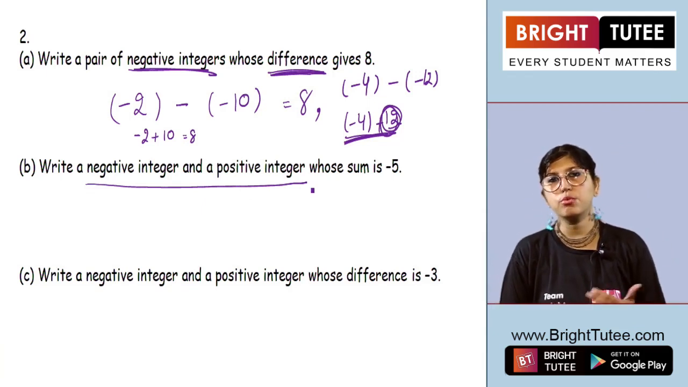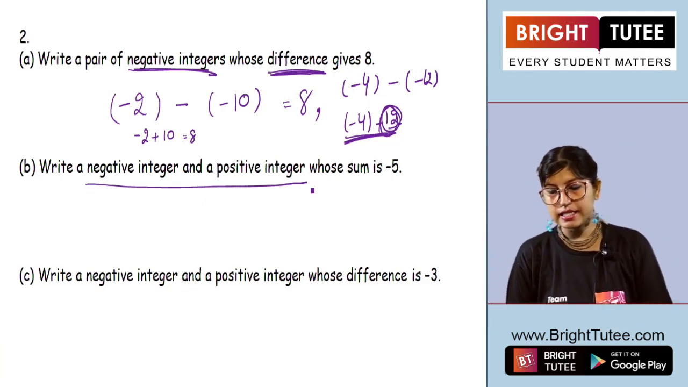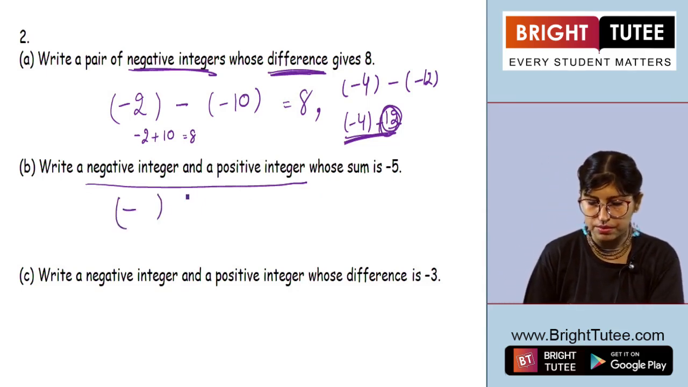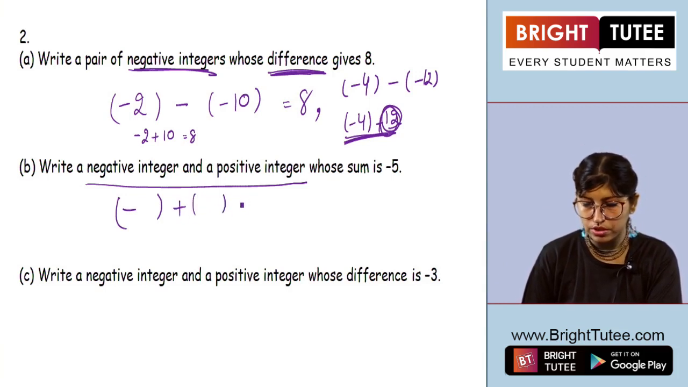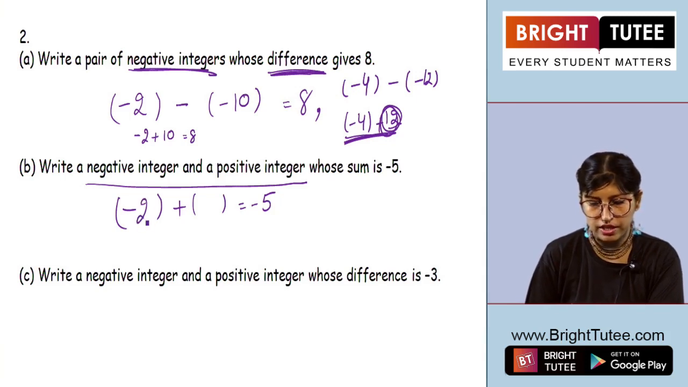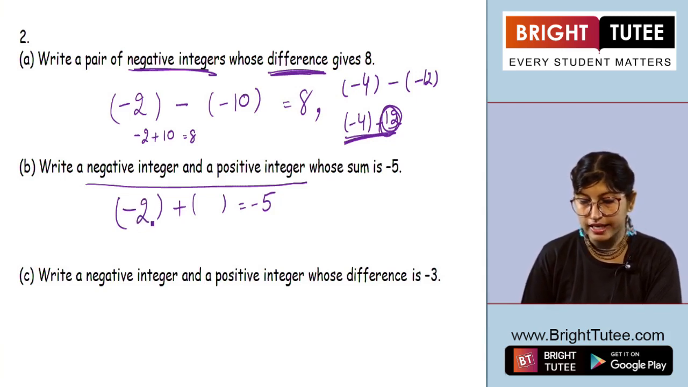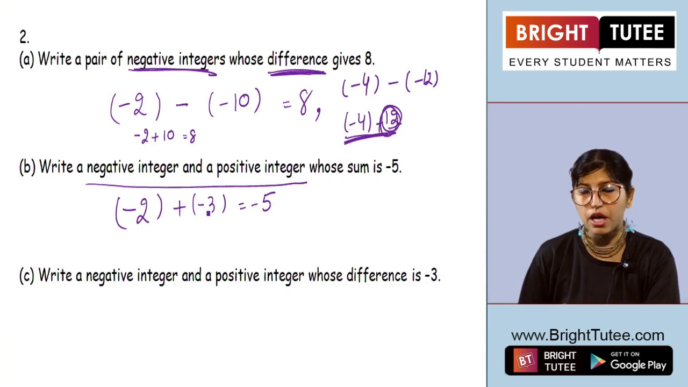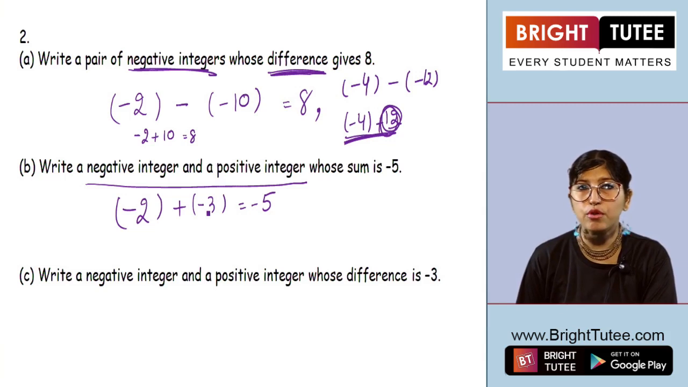Now the second question says we need a negative integer and a positive integer. So one will be positive, one will be negative, and I need the sum as -5. So let's say I've taken one negative integer over here and plus, and I'll get something positive so that I can get -5. I've taken, let's say, 2 over here, so I'll get -2. I need -5, so wouldn't it be -3 over here? Yes. But tell me something, don't you get both the signs as minus? But I am looking for a positive and a negative integer.